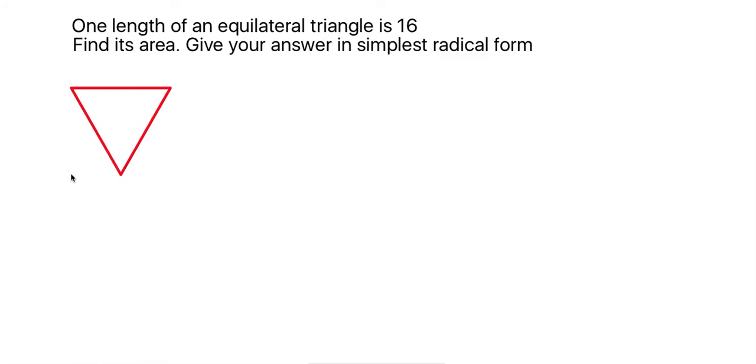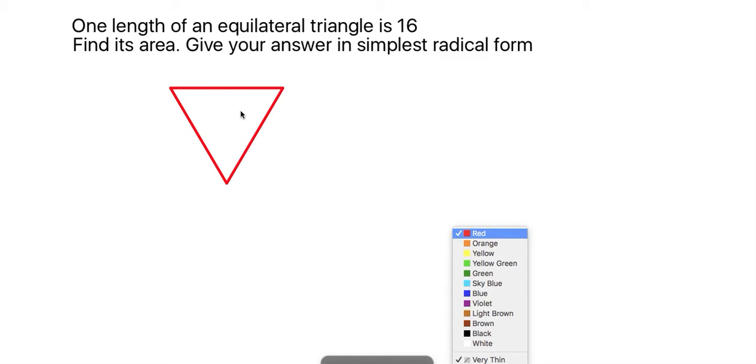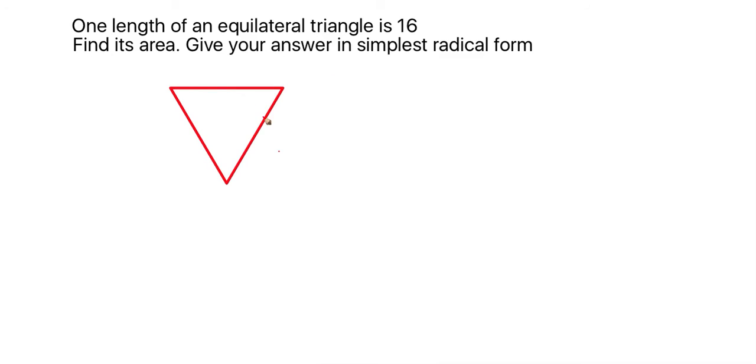Here I have an equilateral triangle. Draw it out this way. Okay, and I'm going to draw it as best I can. So that's my equilateral triangle. And we know that its length is 16. And because it's an equilateral triangle, every length is 16.